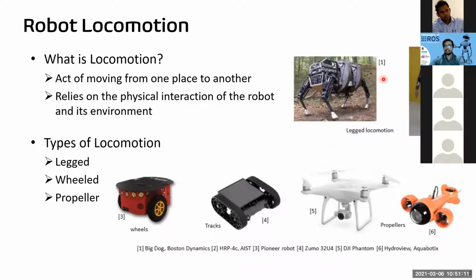The first two examples show leg locomotion, either with 4 legs or 2 legs, which is called bipedal. And there are further types of locomotion, such as wheel locomotion and propeller locomotion. In wheel locomotion, you can see a two-wheeled motorized robot and a track robot with tracks. And here you can see a drone and an airplane that demonstrate propeller locomotion.